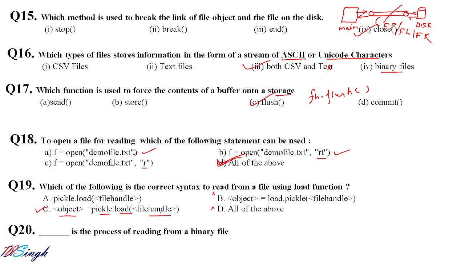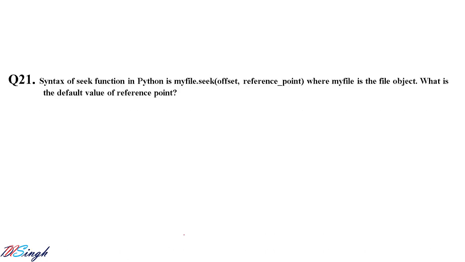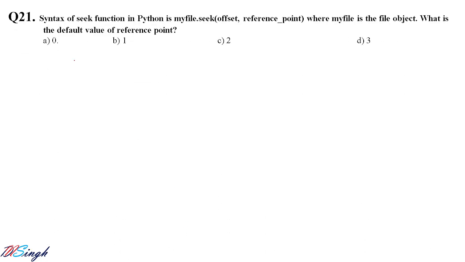Object you will write equal to pickle dot load, inside that one argument of the load function, that is file handle. Question number 20: the process of reading from a binary file. So reading is called what? Unpickling. Pickling is what? Writing into the binary file. Converting Python object hierarchy into bit stream, that is called pickling. And reconstructing the Python object from the bit stream, that is called unpickling, and also deserialization. And pickling is called serialization.